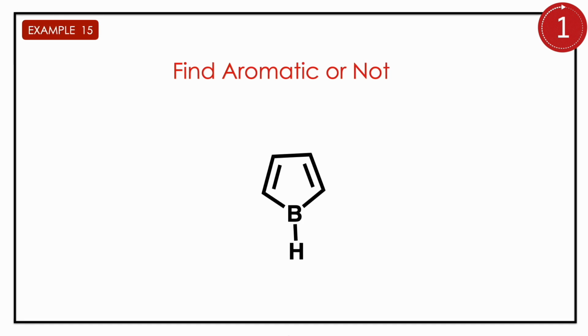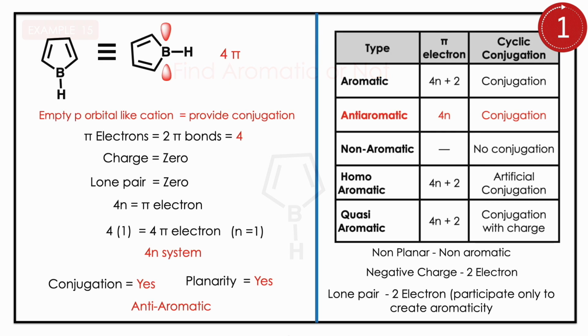Then the next example, you have a 5-membered heterocyclic system. Boron is there and a diene. You should find whether the given compound is aromatic or not. The boron has an empty p orbital, that's why it is called a Lewis acid. So it can provide conjugation. Mostly it will be considered like a cation. So the cation provides the conjugation. So 2 pi bonds are there, so 4. So total pi electrons are 4, meaning it's a 4n system where n is 1. So a 4n system, the empty p orbital provides conjugation and definitely it is planar. So a 4n system means it is an anti-aromatic compound.